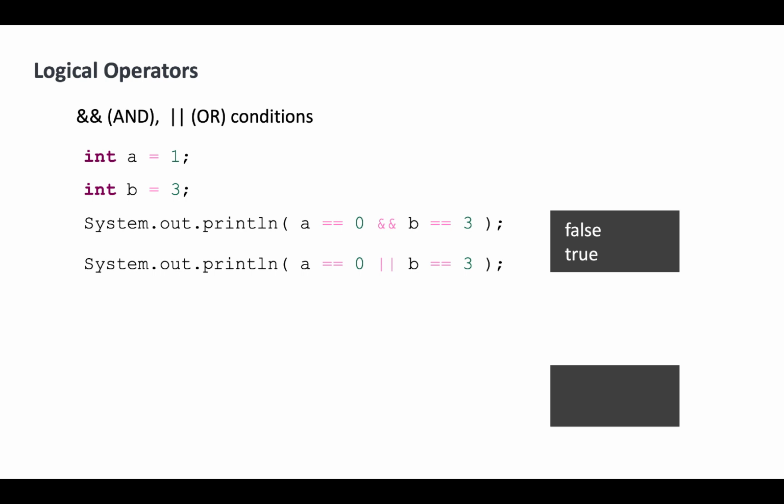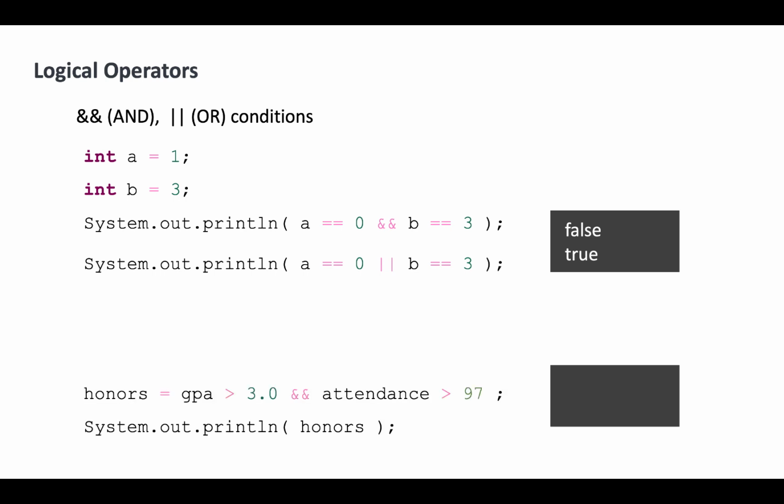Next is another example. A student can become an honor student if the student has a GPA over 3.0 and attendance of over 97%. So now let's say that this is the given student's GPA and attendance rate. Can this student make the honors? 3 seconds. Answer is no. Not enough attendance.